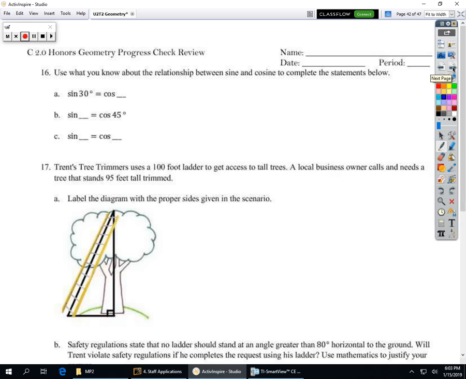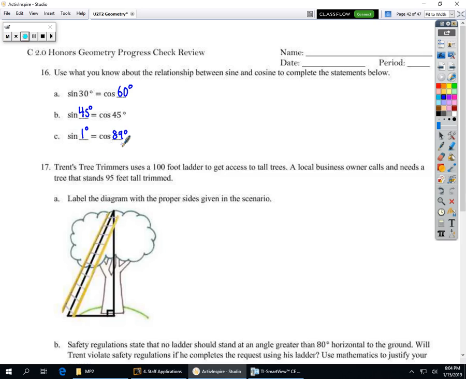Here's a fun thing here. Use what you know about the relationship between sine and cosine to complete the statements below. Sine of 30 equals cosine of 60. Remember, these two angles must add to 90 in order for sine and cosine to be equal. If cosine is 45, sine has to also be 45, because 45 and 45 make 90. Let's pick a really boring one. How about sine of 1 degree and cosine of 89 degrees? They also have to add to 90.